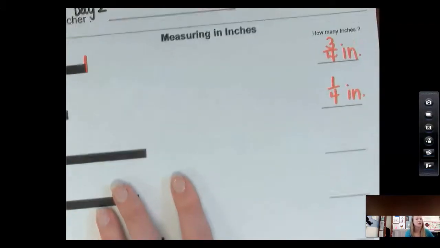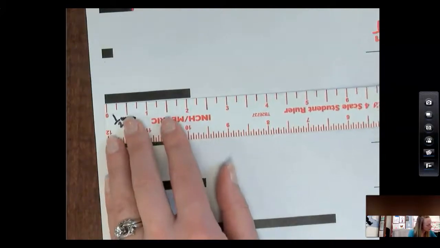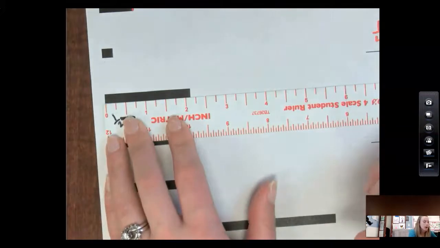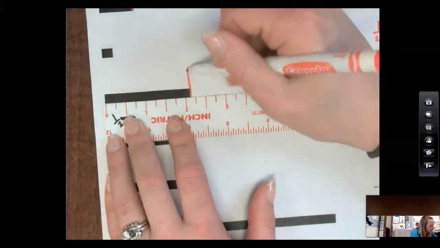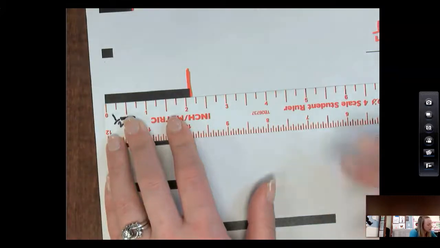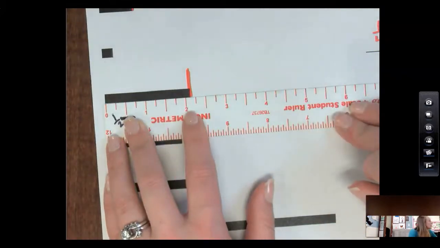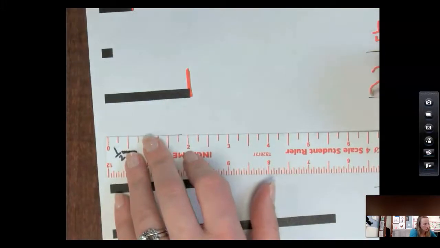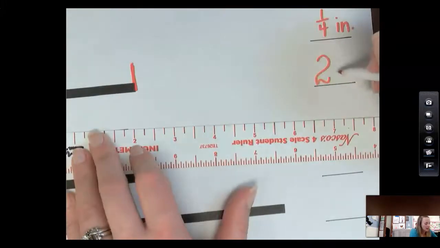All right, let's measure our next one. That one's kind of tricky. On this one, kiddos, I would accept 2 answers here because it's so close. All right, so 2 inches is where I would mark that one. I would do a full number 2. So 2 and then inch.